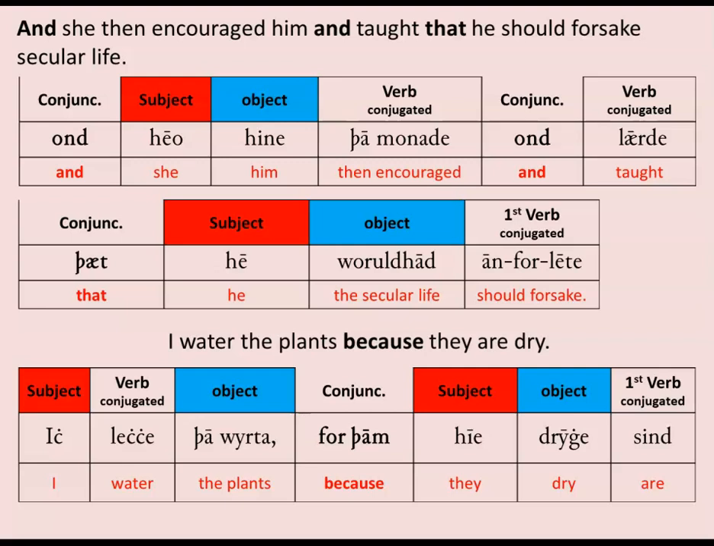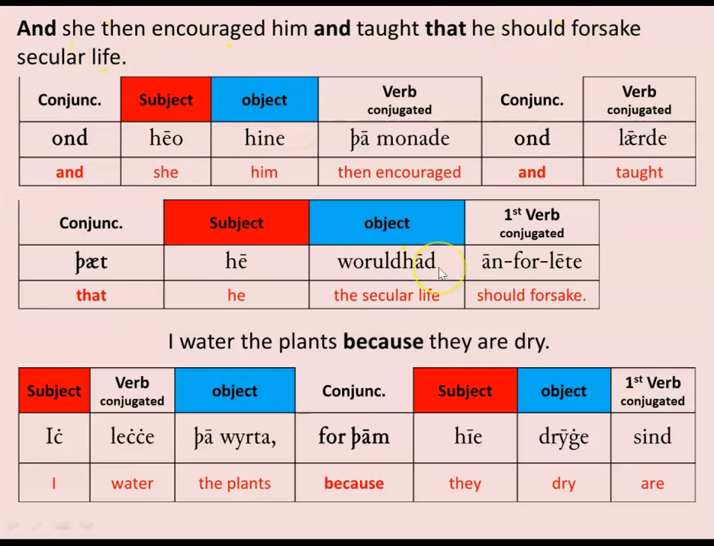Okay, here we go. And she then encouraged him and taught that he should forsake secular life. So here we've got a coordinating conjunction, "and". We've seen all that in the previous video. It doesn't alter the word order. So we've got subject, then verb and object. Another coordinating conjunction, "taught", and then a subordinating conjunction, "that he should forsake secular life".